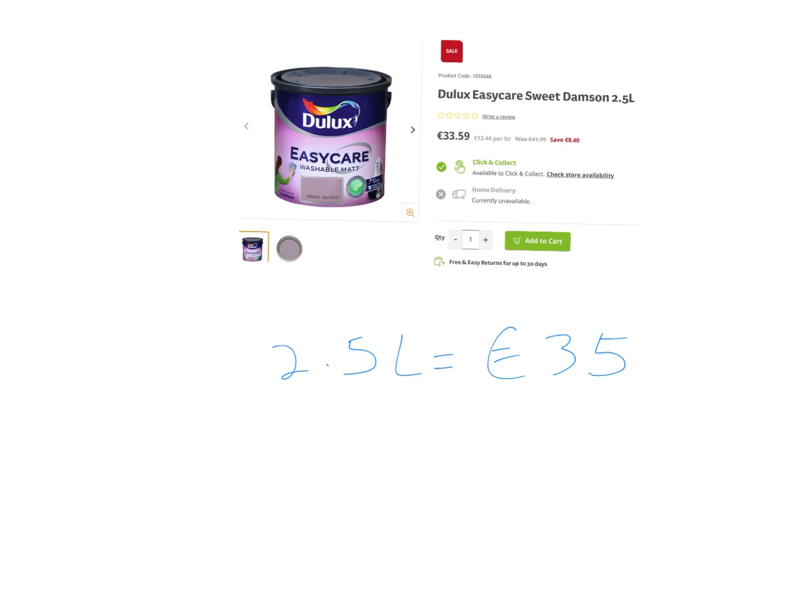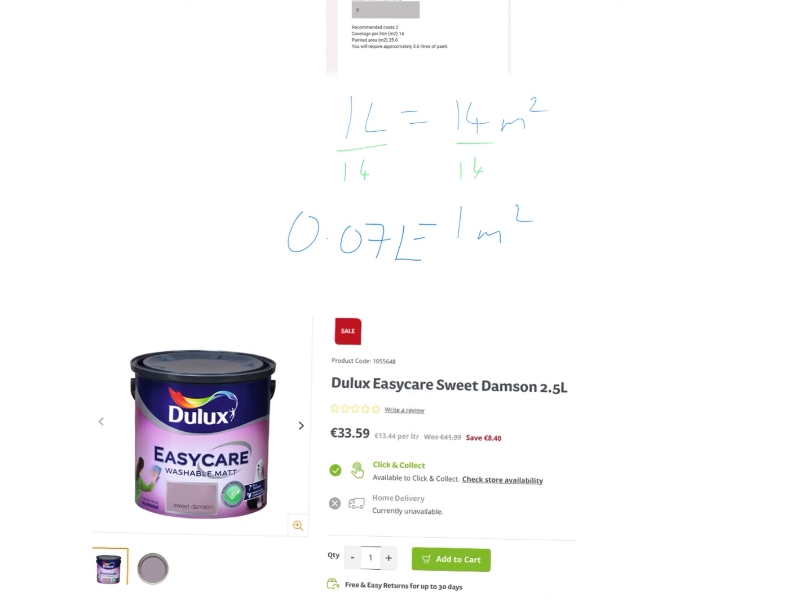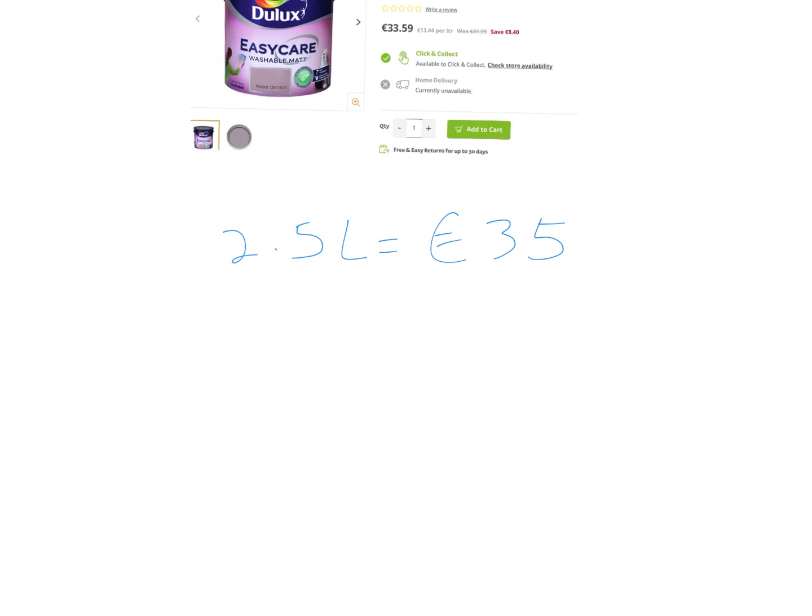What I did then, I wanted to find out how much 0.07 liters of paint would cost. So first I found out 1 liter by dividing both sides by 2.5. So kind of like when we did a currency conversion. So on the left hand side we get 1 liter of paint, and on the right hand side we get 14 euro.